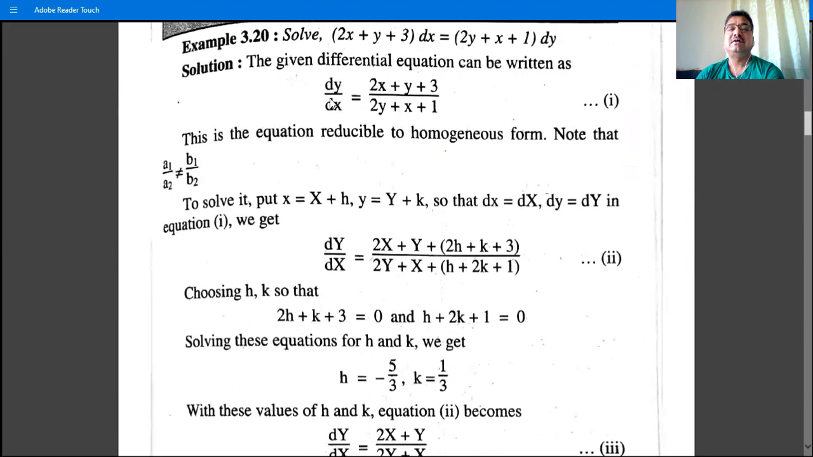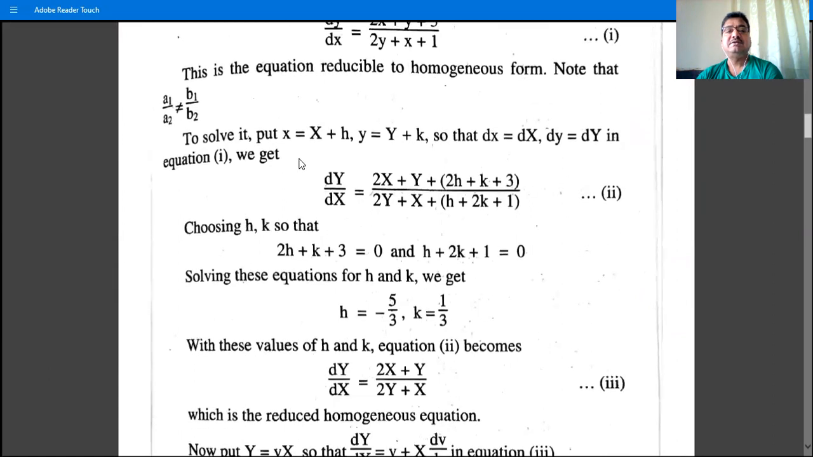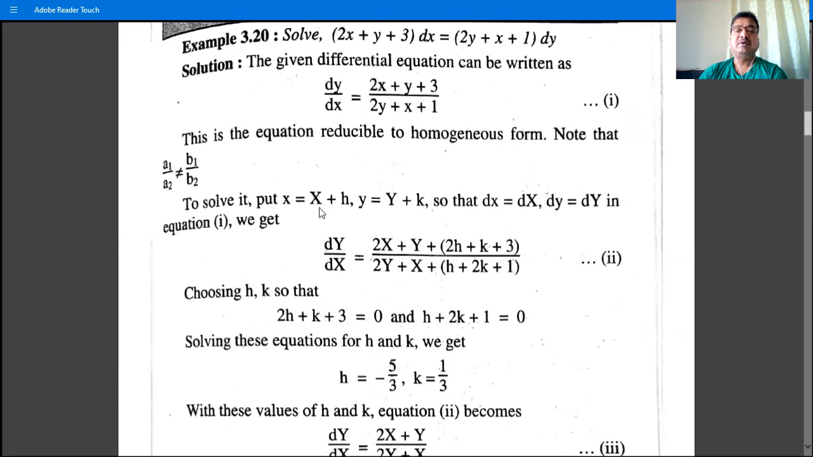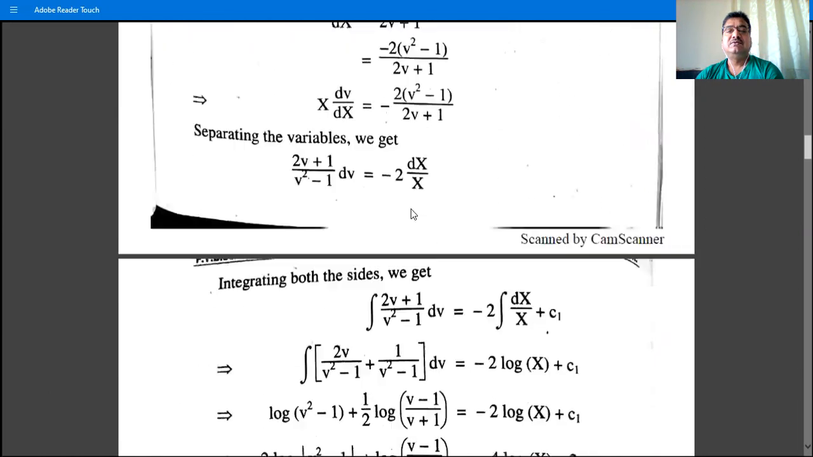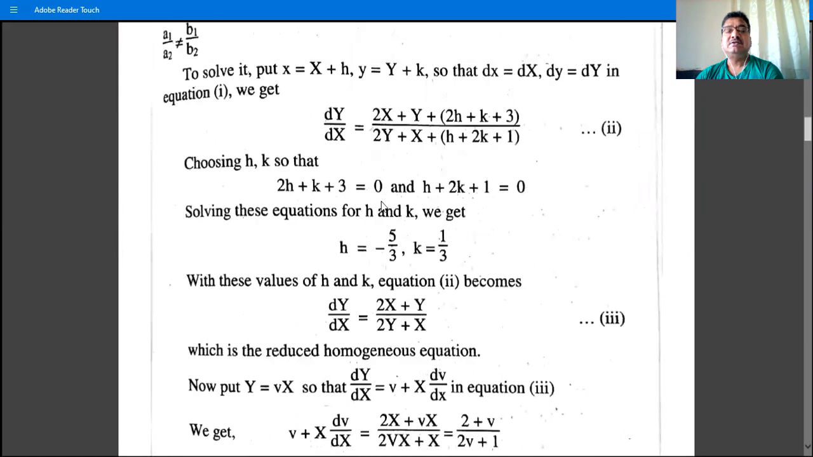So already we have seen these type of examples where a1 by a2 is not equal to b1 by b2. These examples, dy by dx is equal to (2x plus y plus 3) divided by this. In this example, a1 by a2 is not equal to b1 by b2. And so what is the substitution? Small x is equal to capital X plus h and small y is equal to capital Y plus k.